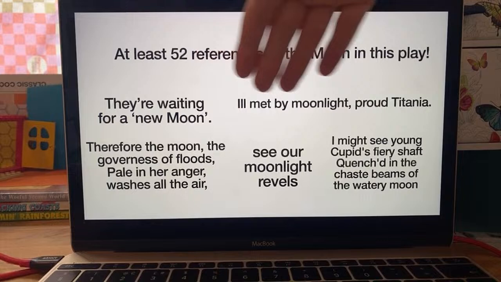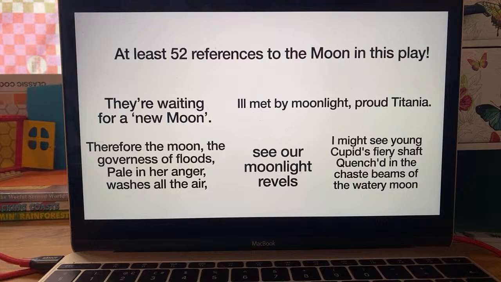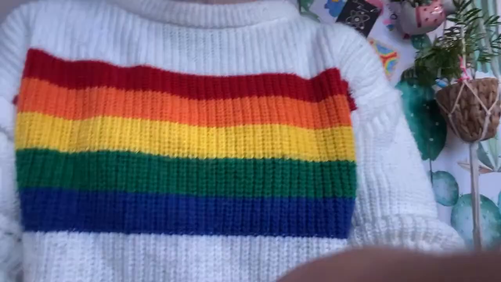Oberon, the king of the fairies, who we'll meet in a sec, says, "Ill met by moonlight, proud Titania." "See our moonlight revels." You quickly get the idea that everything's kind of coated in moonlight, right? Like almost maybe it's not real, like it's a dream, like things are a little bit shadowy, I don't know.